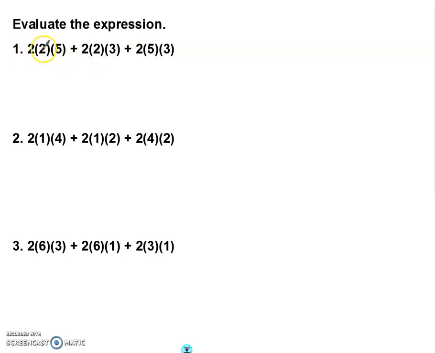So 2 times 2 is 4, and 4 times 5 is 20. 2 times 2 is 4, and 4 times 3 is 12. 2 times 5 is 10, and 10 times 3 is 30.